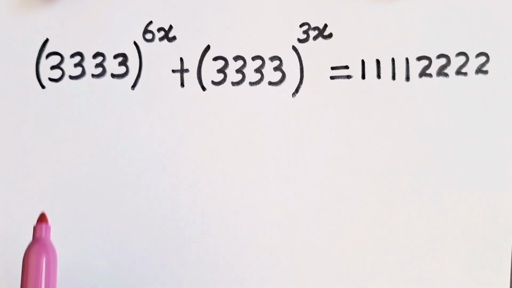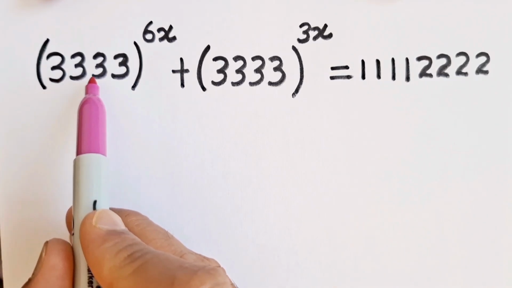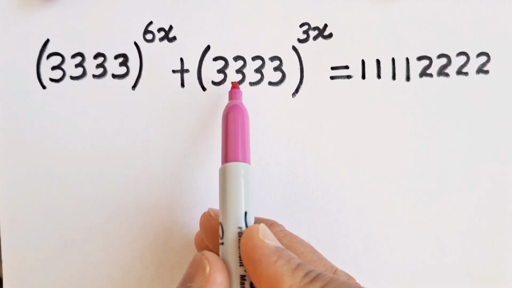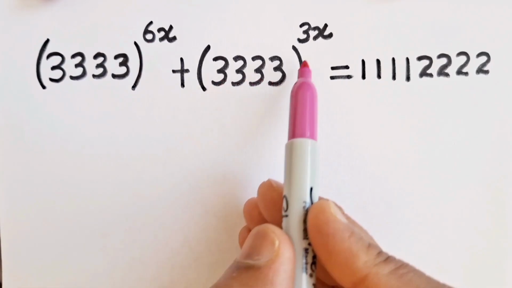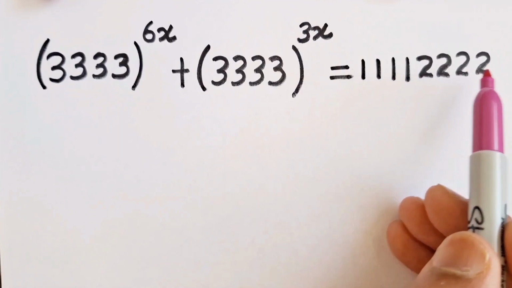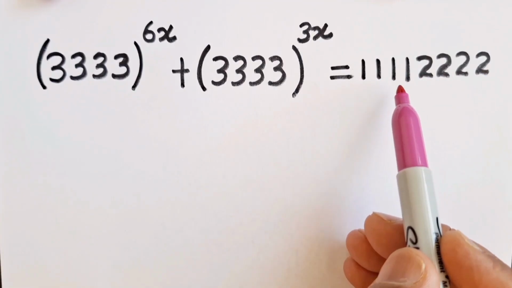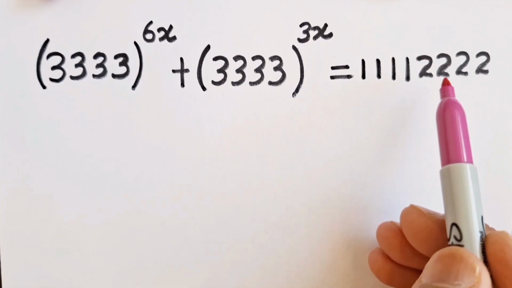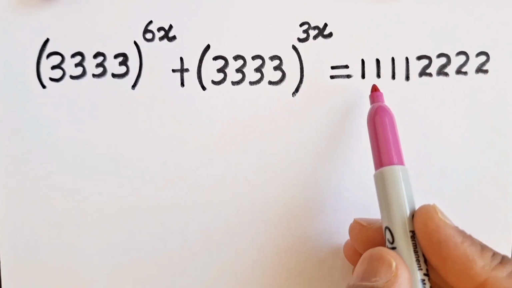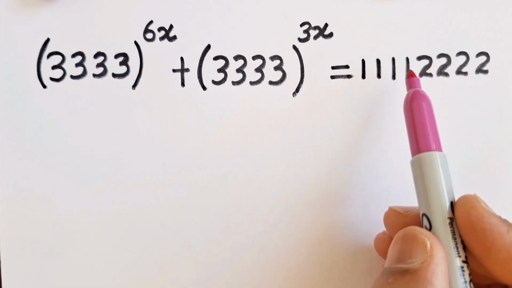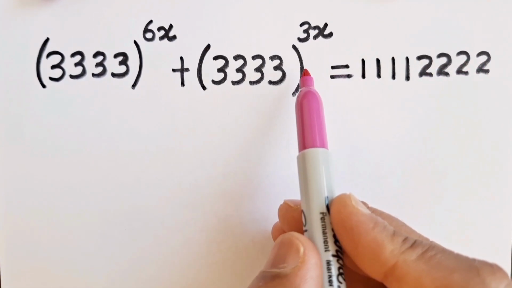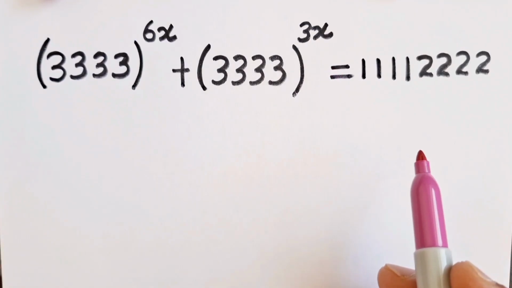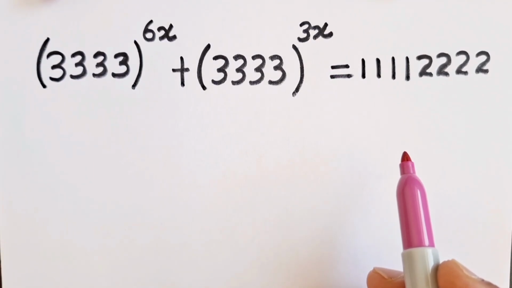So it is given that 3333 to the power of 6 times x plus 3333 to the power of 3 times x equal to this specific number. I wouldn't try to read this number. If you are able to read it, please make a comment and let me know. But it's not the problem. Our problem is to find the value of x which satisfies this equation. This is an exponential equation and a really interesting question as well.